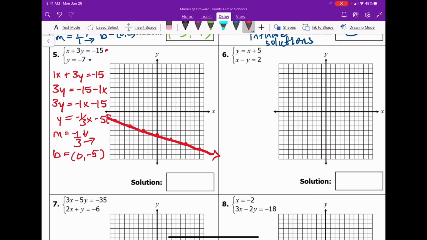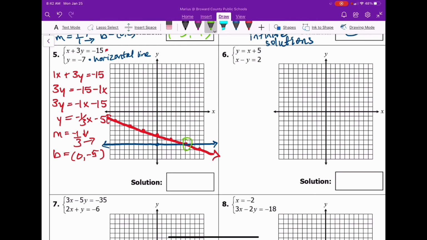All right, so now let's go ahead and graph the second equation, which is y equals -7. So we go down to y equals -7, and because this is going to be a horizontal line, when y equals a number, we get a horizontal line, okay? So -7 will be right here, and we're just going to draw a horizontal line straight across.